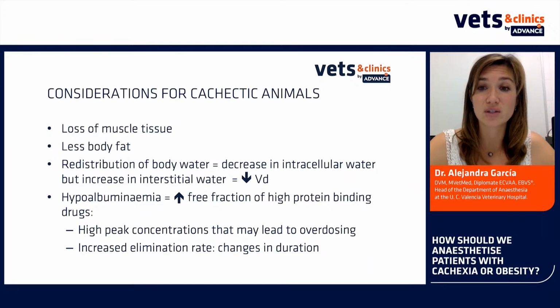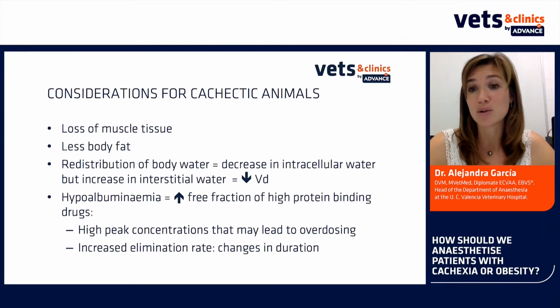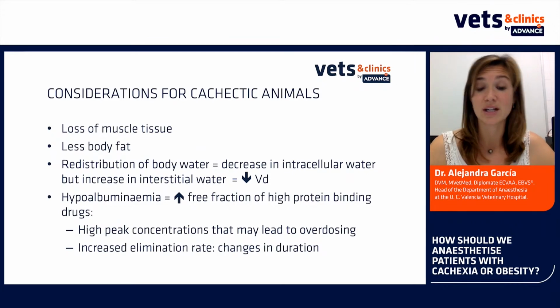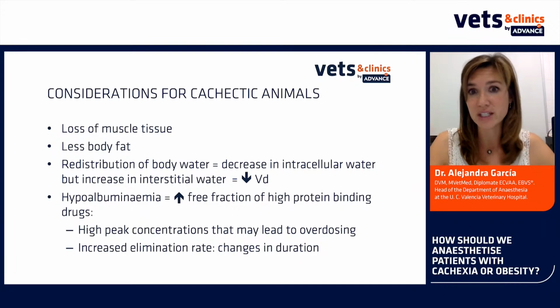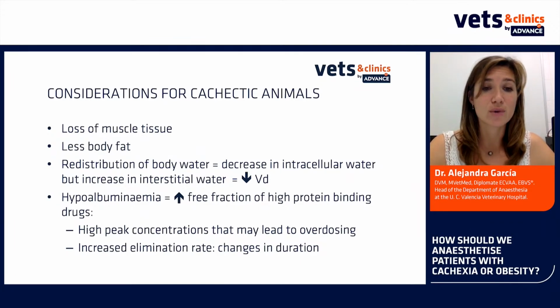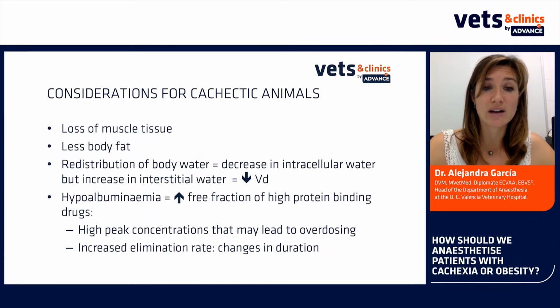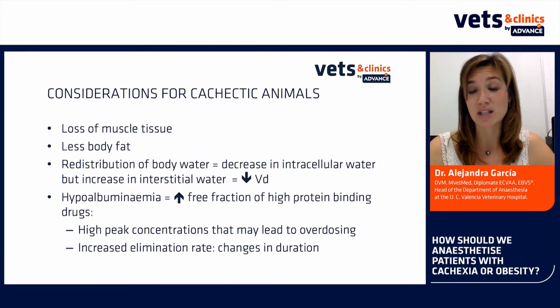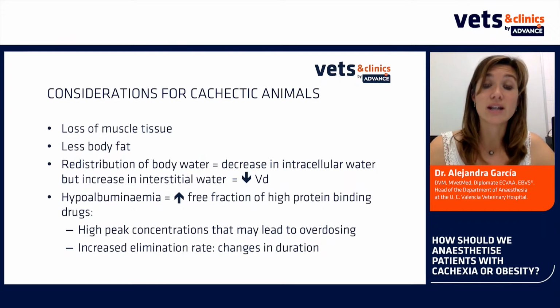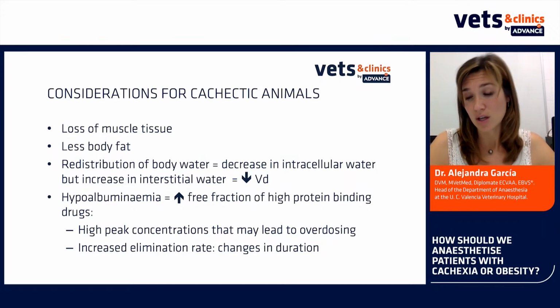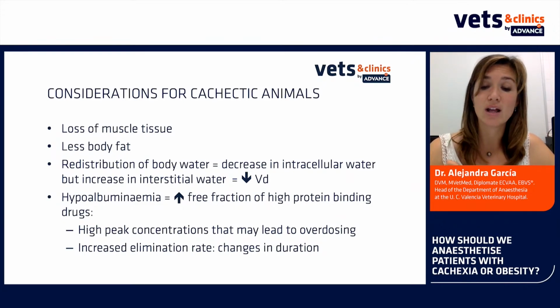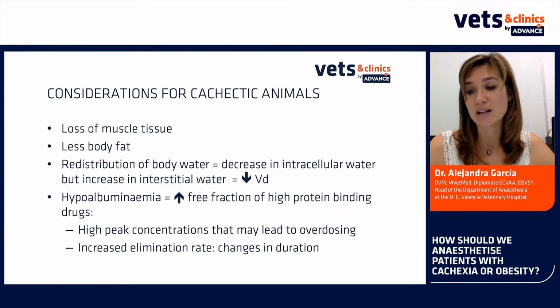Therefore, we have a free fraction of the drug, because high protein binding drugs will basically not bind, and the drug will be free to act everywhere. Therefore, we can get high peak concentrations when we give a bolus, and we can cause overdosing. And also we will have an increased elimination rate, because it will change the duration of action of the drug due to the hypoalbuminemia, more free drug everywhere. Therefore, we will possibly have an increased elimination rate from the kidney, so that can change the duration. So basically it will get overdosed quicker, but it will be cleared faster.